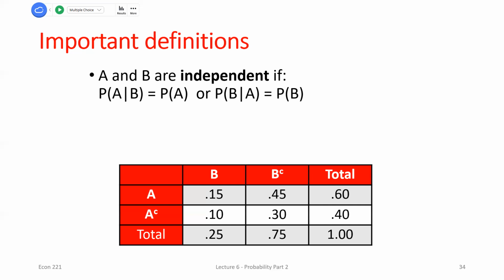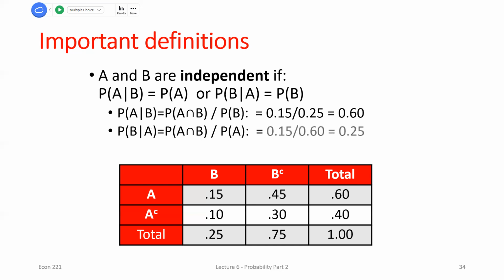If for some reason they weren't the same, if they were unequal, then we would say that they're not independent. They do depend on each other. So you could work through this one. We just had this on the board. You could also work the other way.